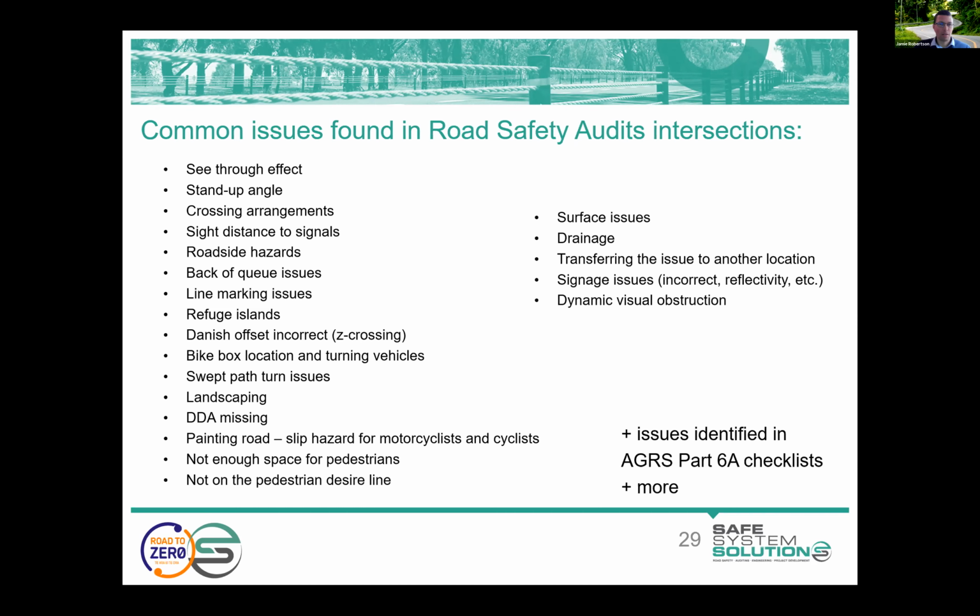So here is a list of issues commonly found during road safety audits of intersections. The checklists contained in the Austroads guide provide some great reference lists of common issues, including these, not all of which will be relevant to a particular project, but they really are a good checklist, especially for newer auditors to have in your back pocket when you're undertaking an audit, to make sure that you're considering all the right things.